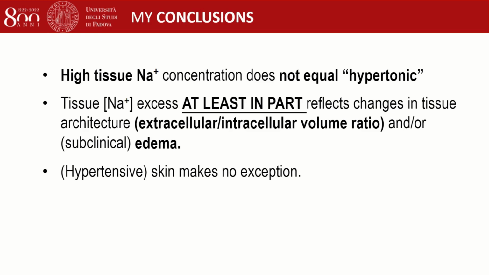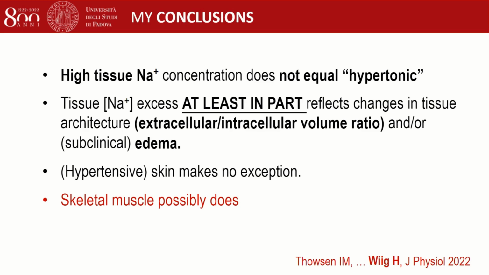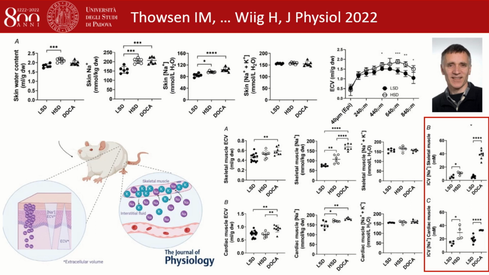I would like to highlight that possibly skeletal muscle does, and that's something that has been really nicely shown in the last months by work from Professor Wieck. He did a chemical analysis very similar to those that we did, and he came to fairly and overall similar experimental conclusions. As you may see here, there is no real difference in the sum of sodium and potassium across the experimental groups that he used, namely low sodium diet, high sodium diet, and DOCA salt. And that was true in skin, skeletal muscle, and cardiac muscle.